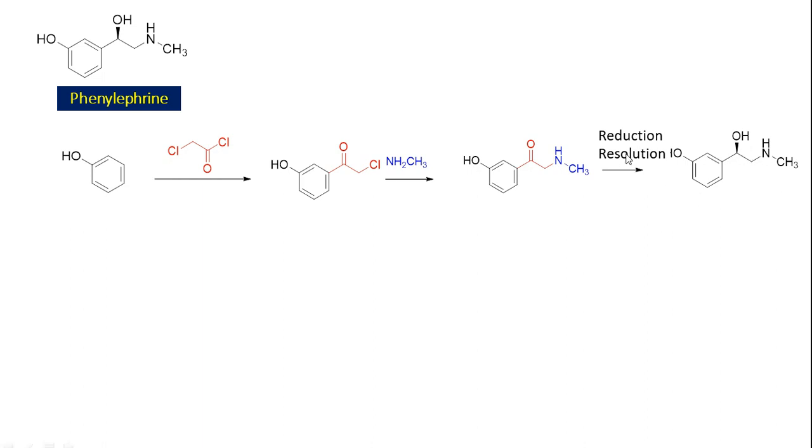So here what we need is reduction as well as resolution. Whenever an amine is there, optically active acids are used for resolution of this kind of a base. So here camphoric acid, minus camphoric acid is actually used for resolution of this base. But this procedure is straightforward and easy to remember.